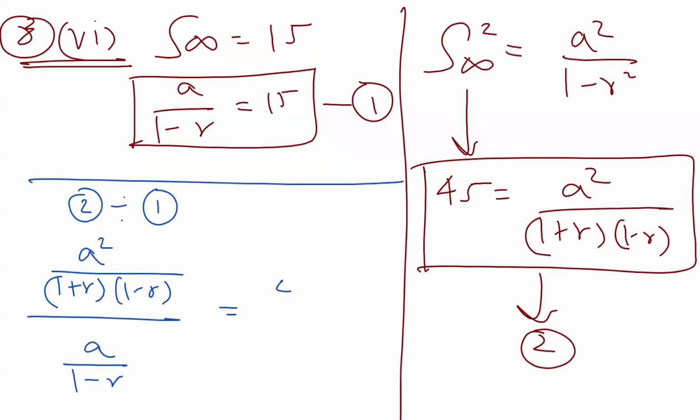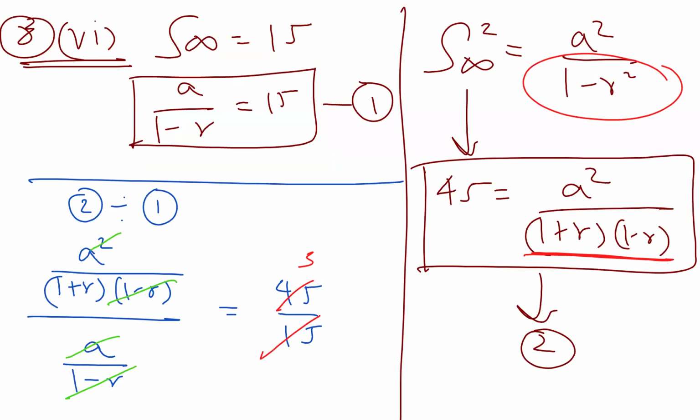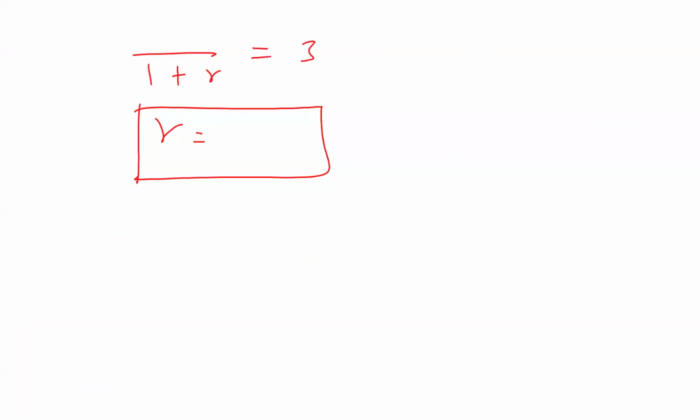Yes. See, A upon 1 minus R, sorry, A is left over here. A upon 1 minus R is equal to 3. Fine? Yeah, I missed out that. Sorry. A upon 1 plus R is equal to 3. Clear?